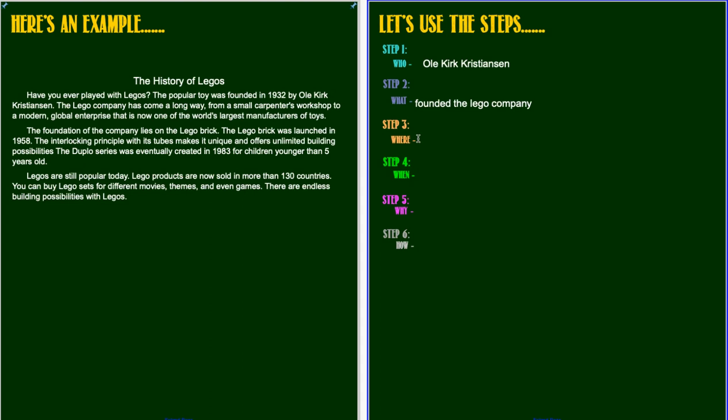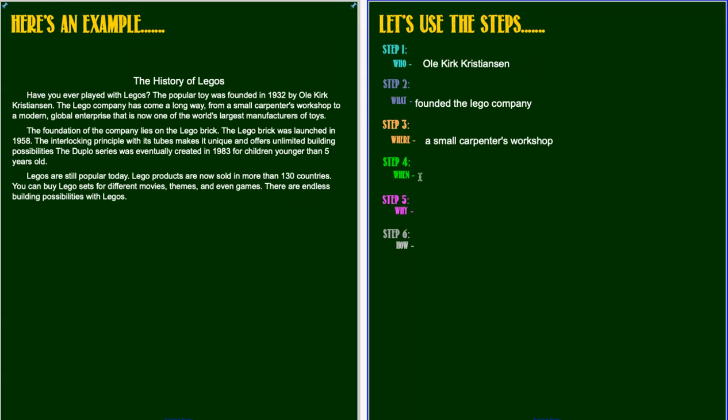Where? Does it give you a geographical location, like a country, a state, or a city? I don't see that, but I do see a location. I see a small carpenter's workshop. Okay, so we have our where. That's 4 words, just like the what is 4 words. So we're doing well so far.